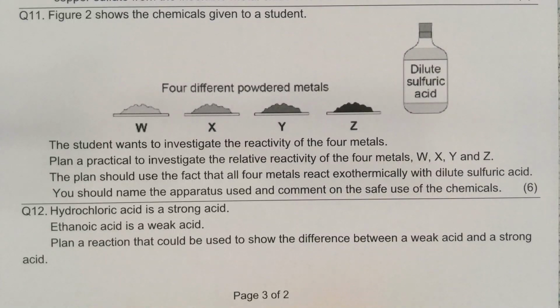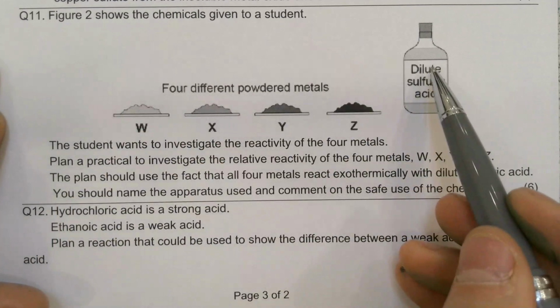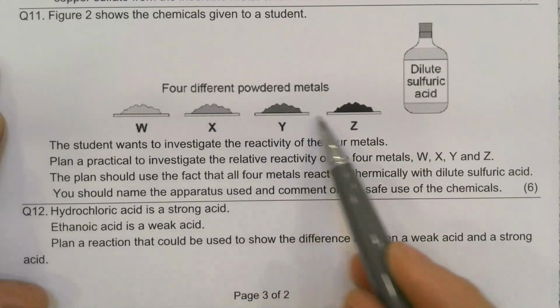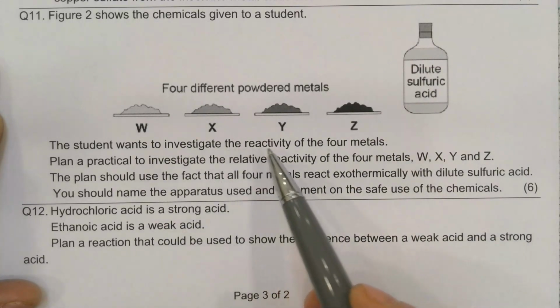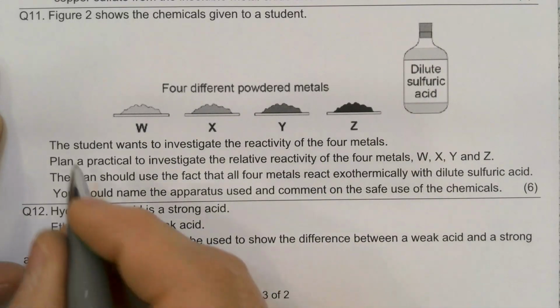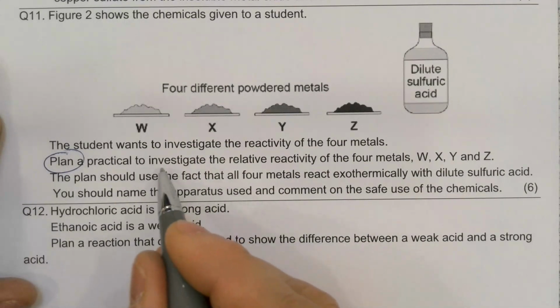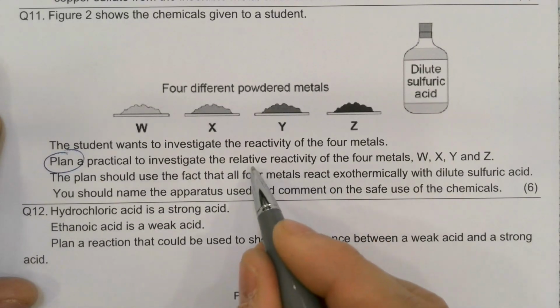Okay, let's have a look at question 11. Question 11, figure 2 shows the chemicals given to a student: 4 different powdered metals and some dilute sulfuric acid. The student wants to investigate the reactivity of the 4 metals. Plan a practical to investigate the relative reactivity of the 4 metals.